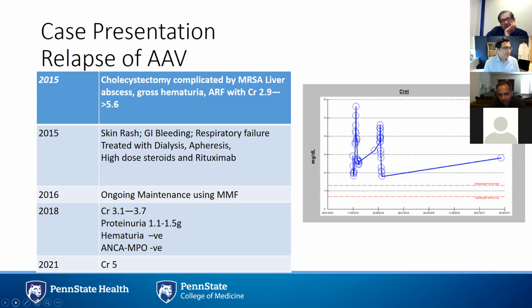Let's assume this patient comes in for another visit. He's got low-grade fevers, he's got fatigue, his proteinuria is now 4 grams in the urine, he's got some hematuria, and his creatinine is 7. Everything else is fine. What would you do?